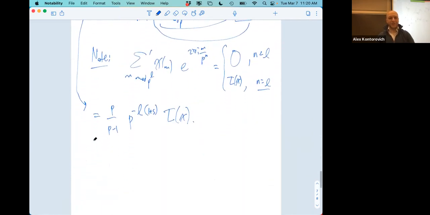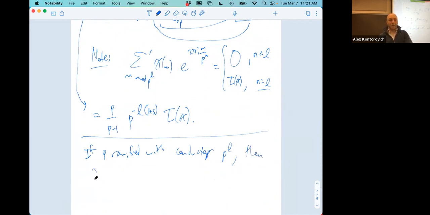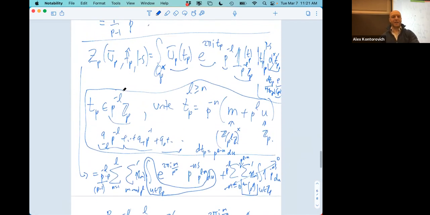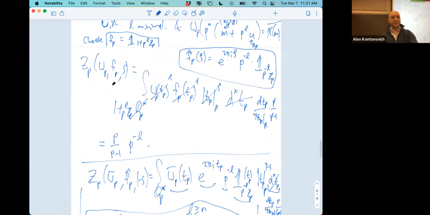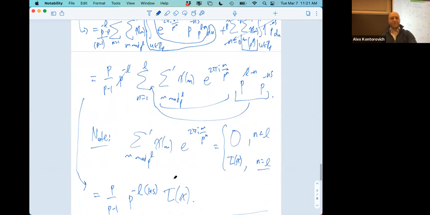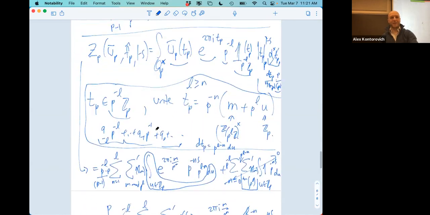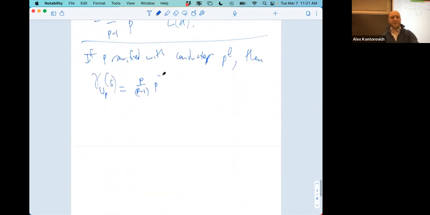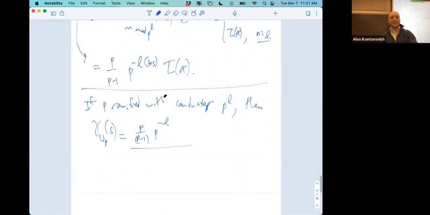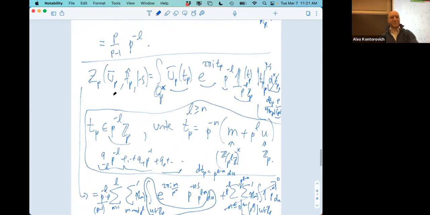Yeah, so what can we conclude? What we can conclude is if P is ramified, with conductor P to the L, then this gamma omega P of S is, let's see, it's the original value, this Z thing, which is P over P minus 1. What was it? P to the L? P to the minus L? I've forgotten already. P to the minus L. That's divided by the value of this integral, which is what we just computed.